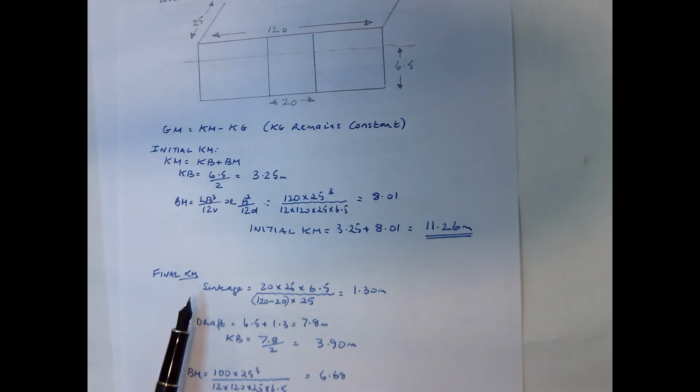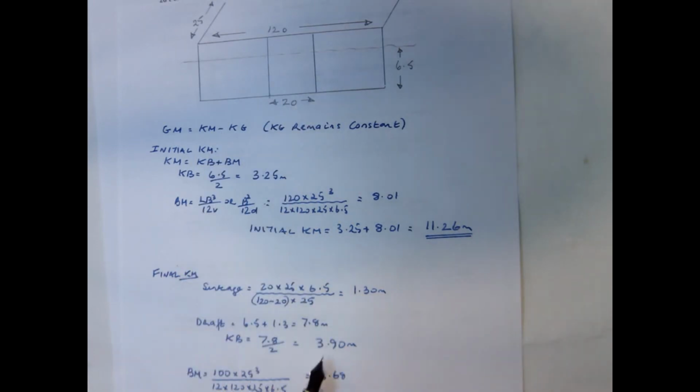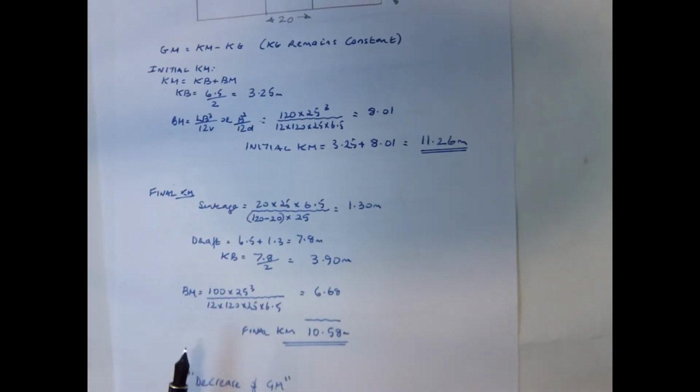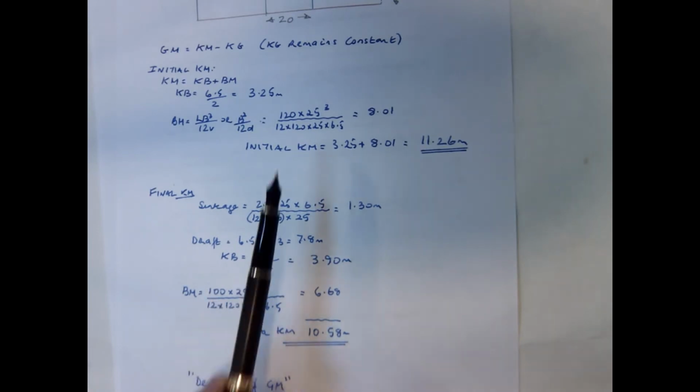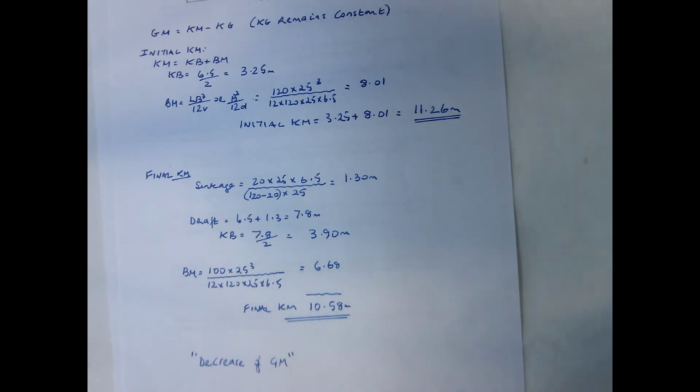Then the final KM, we get our sinkage and our new draft, and of course the KB in this situation, because there's no flat, is simply half the new draft. The BM, because we've lost that midsection, that 20, the L becomes 100 instead of 120. So from 120 it drops to 100. Therefore the BM drops from 8.01 to 6.68. So although our KB has increased slightly, the BM has decreased, and therefore our final KM of 10.58 results in a decrease of the GM. So in that situation we get a decrease.